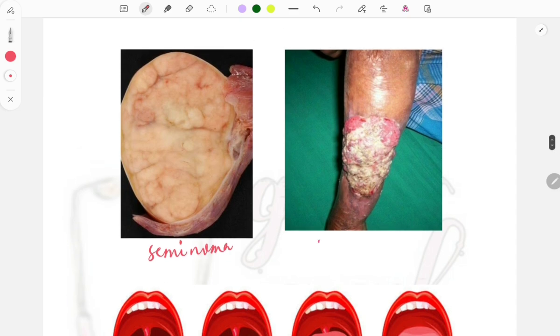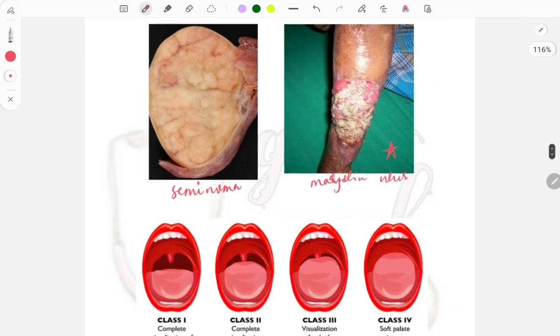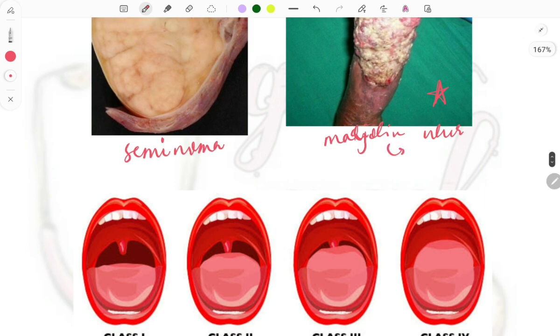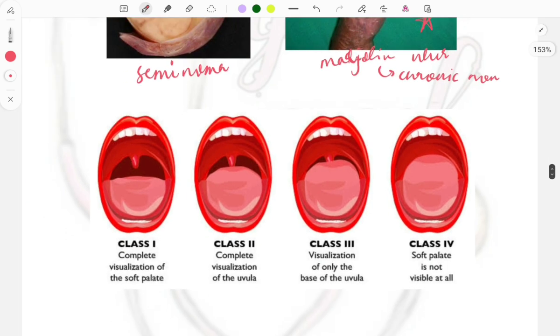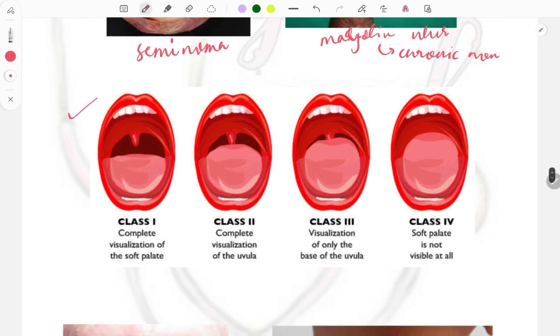Then the next image, Marjolin ulcer. A famous question as well as a famous image from surgery, asked multiple times. What you must remember about Marjolin ulcer is that it occurs due to chronic non-healing ulcers. Any chronic non-healing ulcers, if they persist for a long time, can convert into Marjolin ulcers. Then the next image of the mouth is used to assess the difficulty in intubation. Let me write it down, difficulty during intubation.